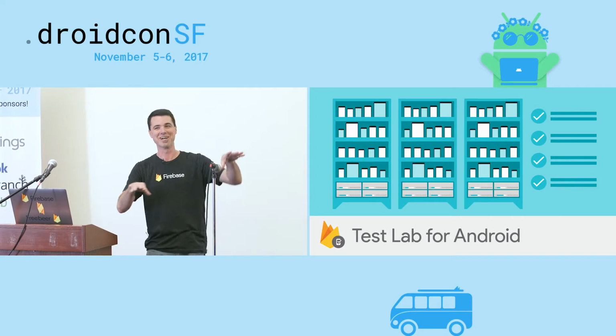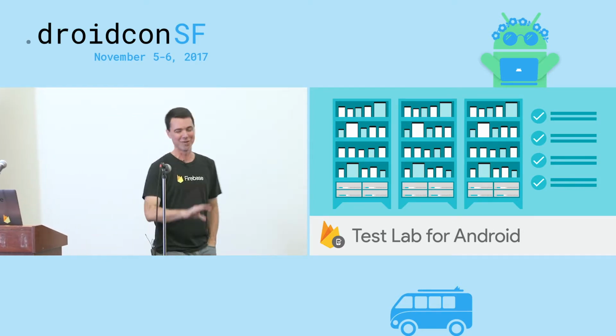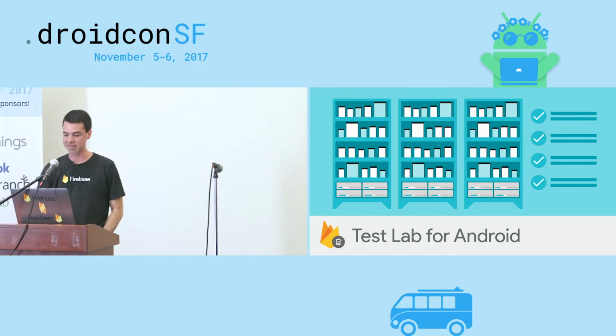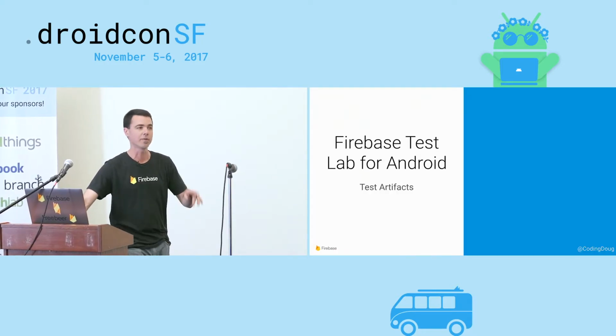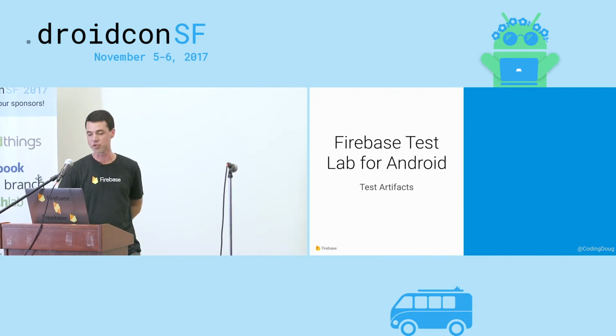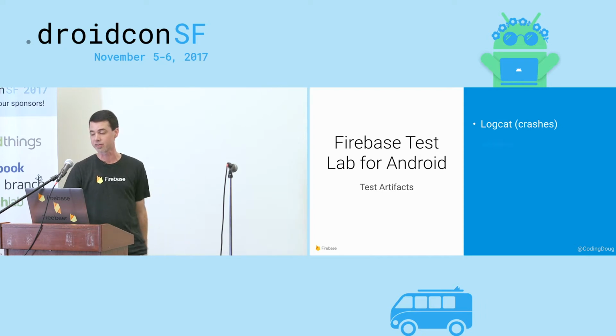Yeah, because this is an Android conference. So yeah, I wouldn't show you Firebase Test Lab for iOS. That would be silly. But with Firebase Test Lab for Android, when you run tests, and I'll talk about the different kinds of tests you can run, what you'll get out of it is the logcat from your test run. So if there's a crash in there, you'll get the stack trace.